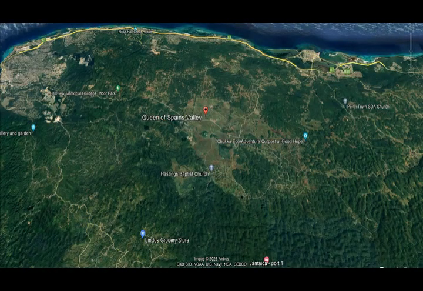Here we have a Google Earth image of Jamaica, or part of Jamaica. And this entire area here that is hollow is what we call the Queen of Spain Valley. All right, that's the Queen of Spain Valley. That entire area that is encircled is what we call the Queen of Spain Valley. And this is in Jamaica. Now, I'm going to show you another image.